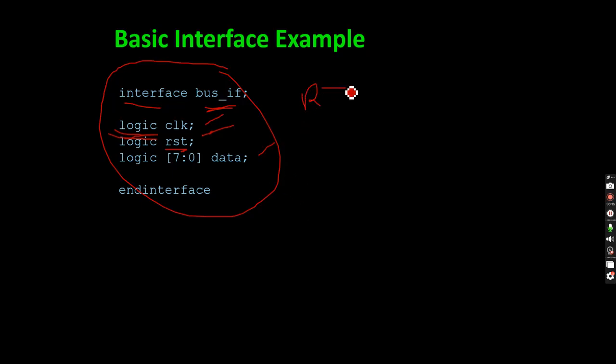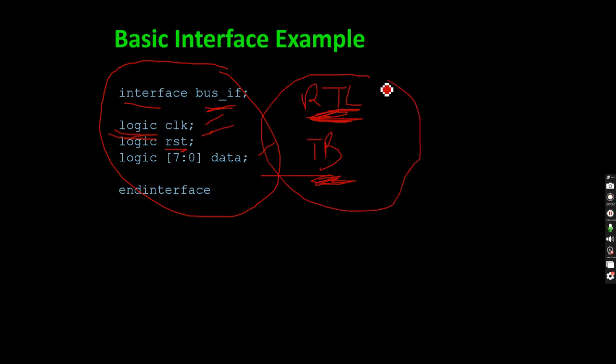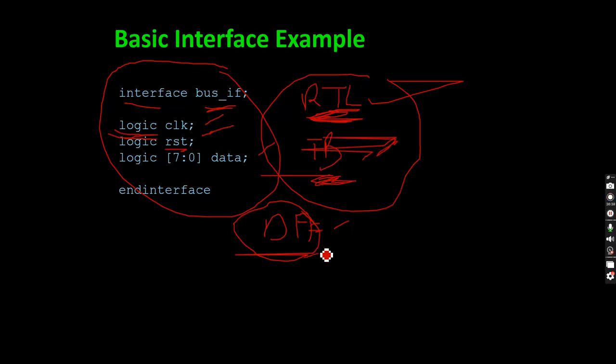How can we implement an RTL code using an interface? How can we implement a test bench using an interface? That is your task. Just learn through the internet. Just take a D flip-flop: how to develop RTL code for a D flip-flop using its interface, and how to develop a test bench for the D flip-flop using the interface. That is your task. Just go through it.